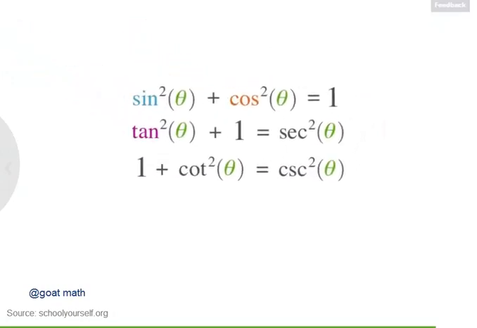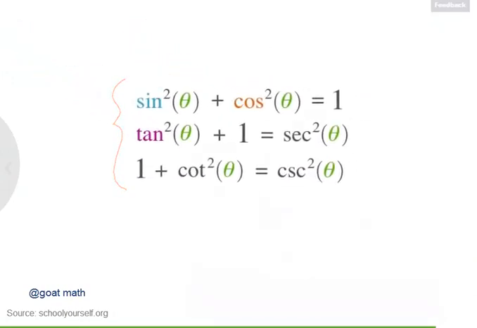So these are the 3 Pythagorean trig identities. This first one, sine squared plus cosine squared equals 1, is the one you'll see most often. And by dividing it by sine squared or cosine squared, you can show that these other 2 identities are true as well.